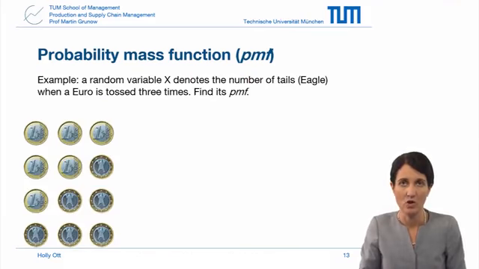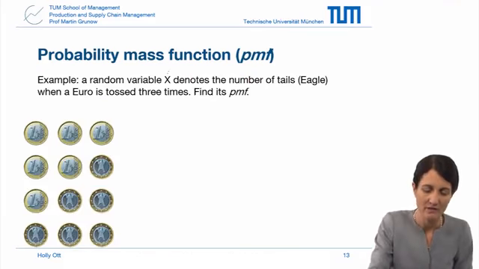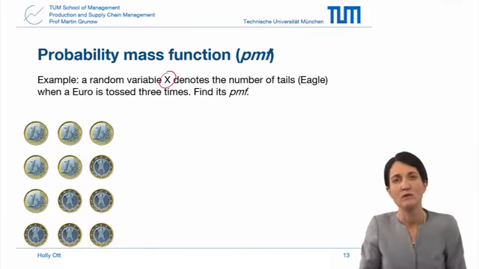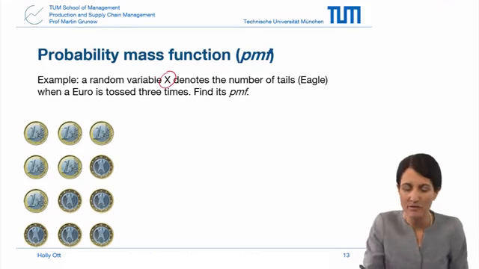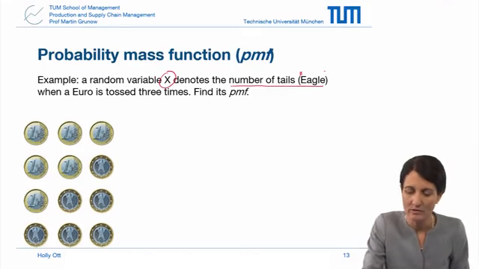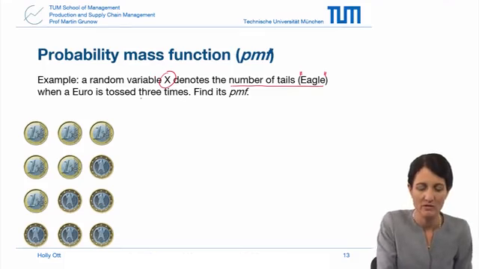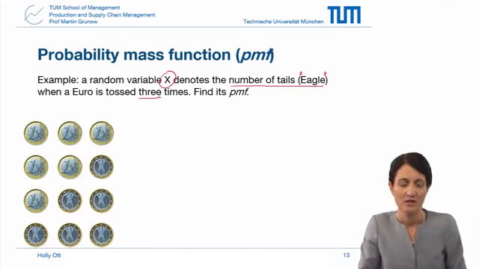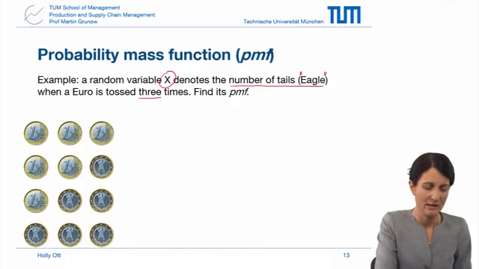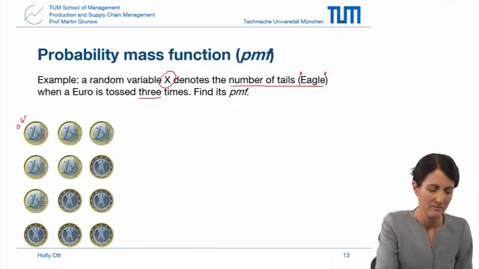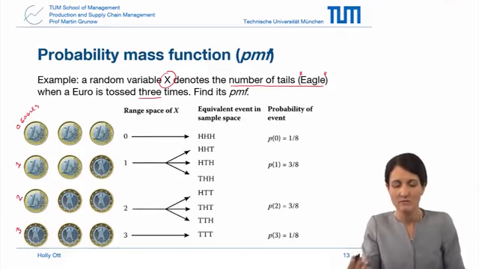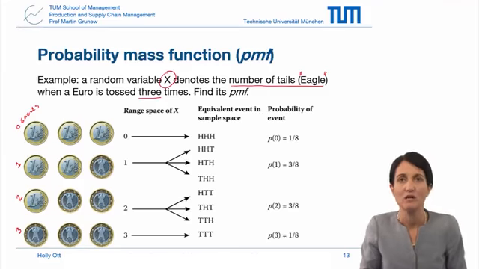Back to our tossing the coins. Let's say we have a random variable X, and we're setting that to equal the number of tails, or eagles, when we toss a euro 3 times. So in this case, we have no eagles. In this case, we have 1 eagle. Here we have 2 eagles. Here we have 3 eagles. And we can quickly see that we have a possible 8 combinations of results.